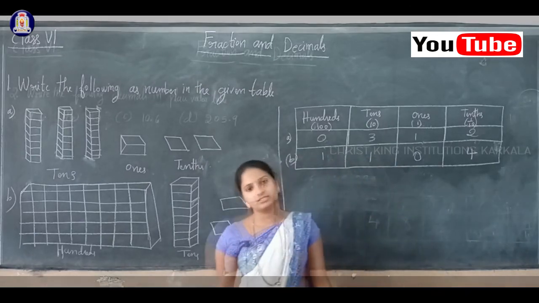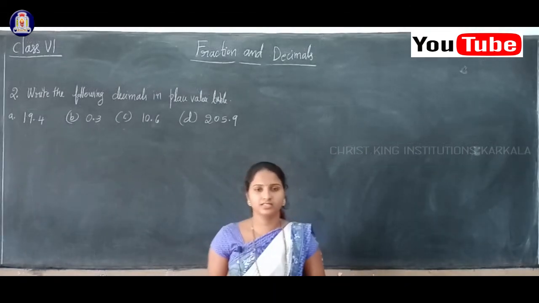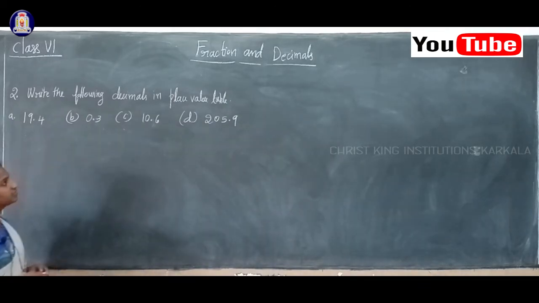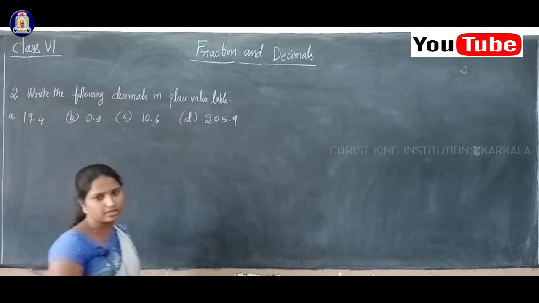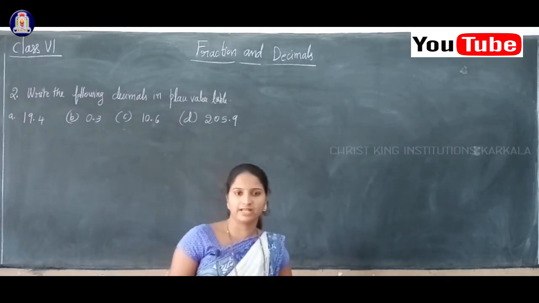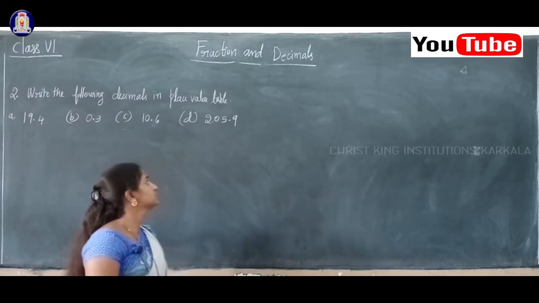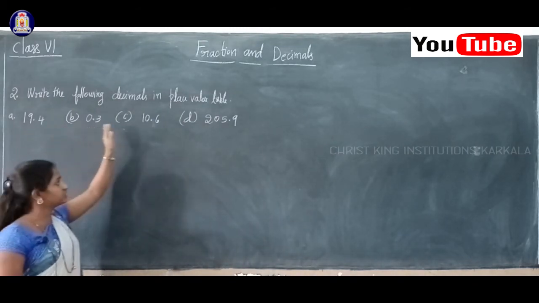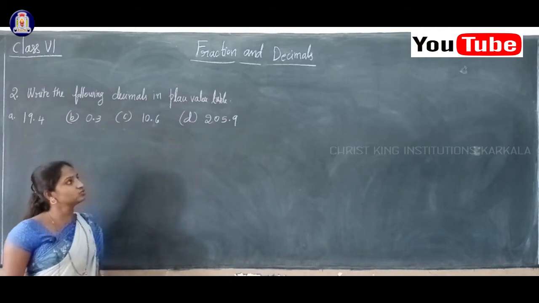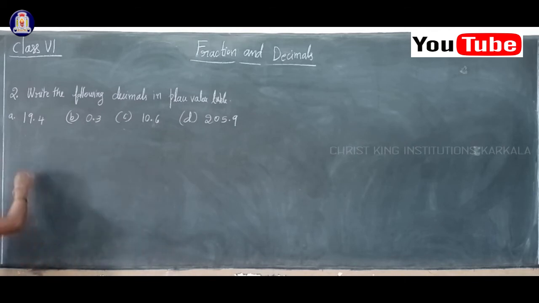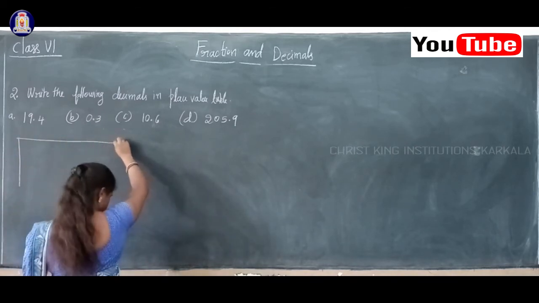Clear? Yes. Okay, the next question, the second one. Write the following decimals in the place value table. The given decimal numbers you must write in place value. The first one is 19.4, second one 0.3, 10.6 and 205.9. These numbers we must write in the place value table. Okay.